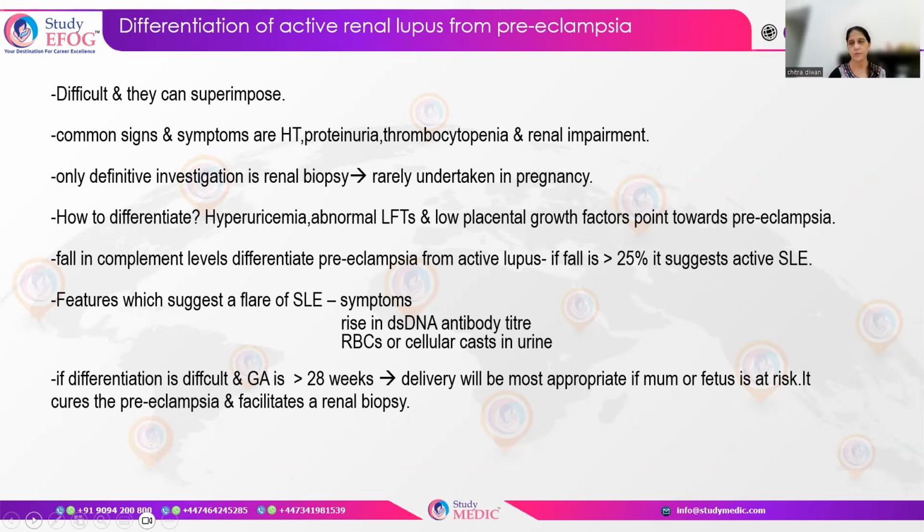So how do you differentiate? Then there are some biochemical factors that you can see. So if there is hyperuricemia, if the LFTs are abnormal or placental growth factor is low, then this points more towards preeclampsia. But if there is a fall in the complement levels, this differentiates active lupus from preeclampsia. And if the fall is more than 25%, then it suggests that it is active SLE, because in active lupus there is a fall in complement levels.